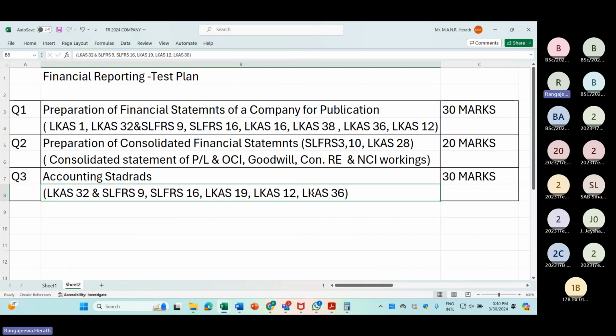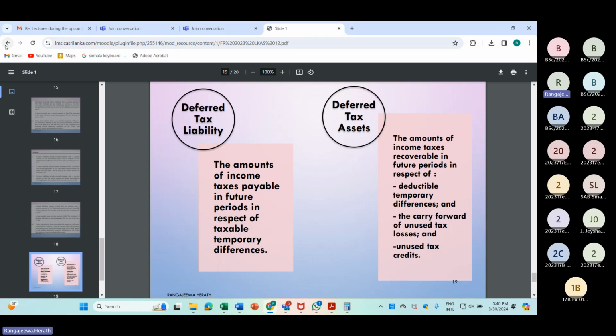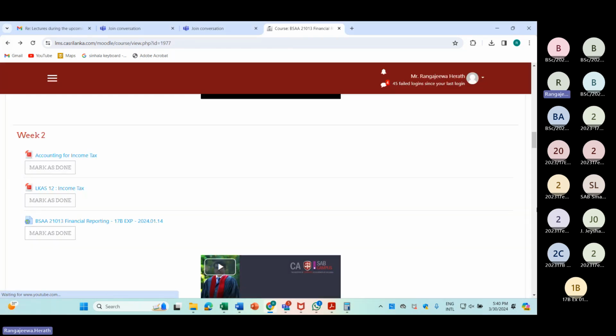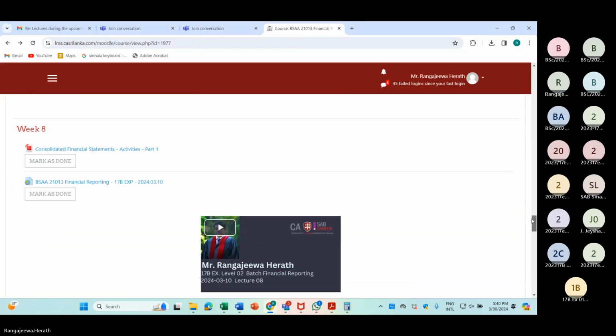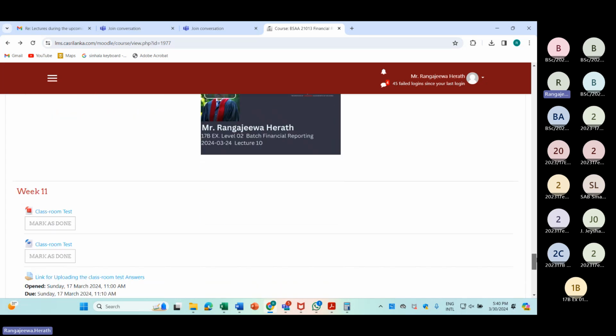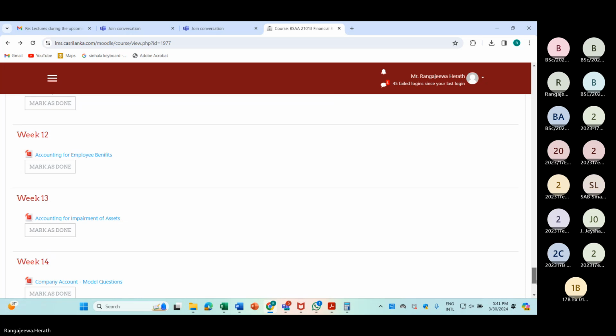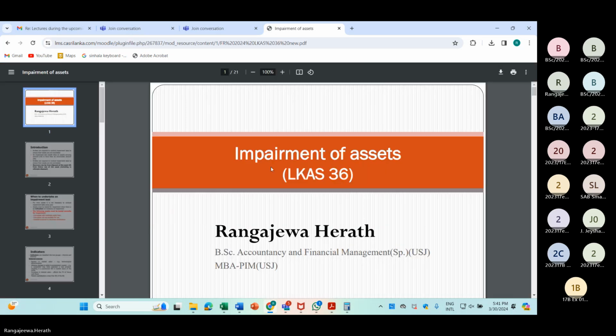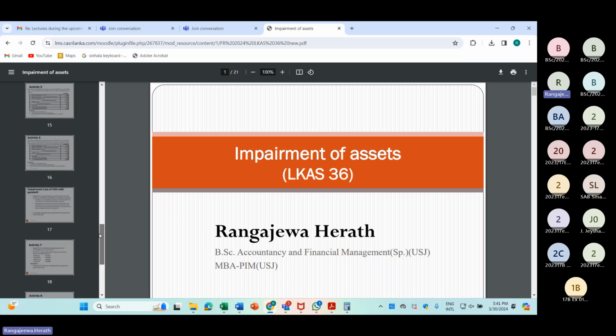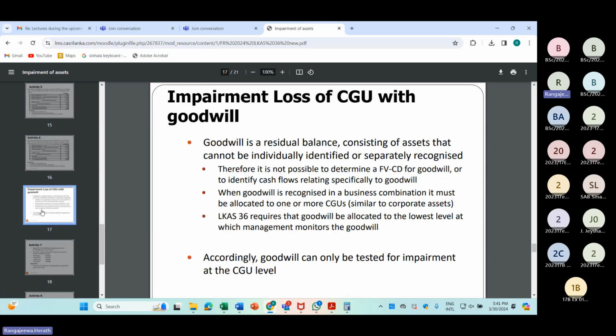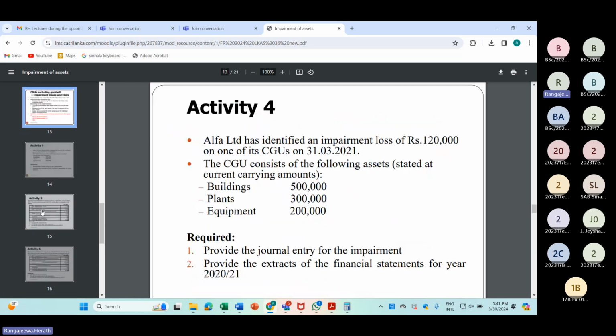And finally, impairment. We had the impairment discussion last week. Impairment of assets. Under that, impairment of basic asset tested with company accounts. So the impairment of cash generating unit, you should be familiar with.